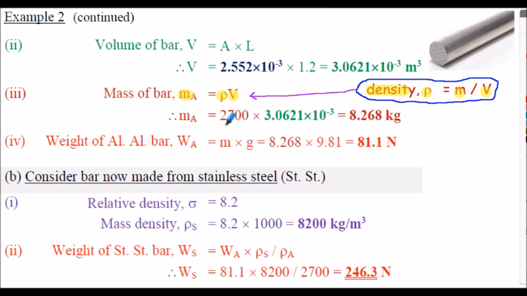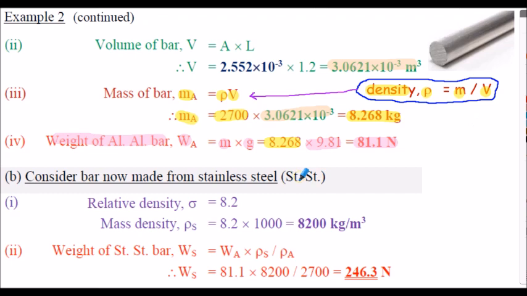The density is given in the question as 2,700 kilograms per meter cubed for the aluminium alloy, and the volume is stated above. So evaluating, the mass of the aluminium alloy bar is 8.268 kilograms. Calculate the weight of the aluminium alloy bar. Weight is equal to the mass times the gravitational acceleration. So the mass calculated above multiplied by 9.81 meters per second squared. We have a weight of the aluminium alloy bar as 81.1 newtons.